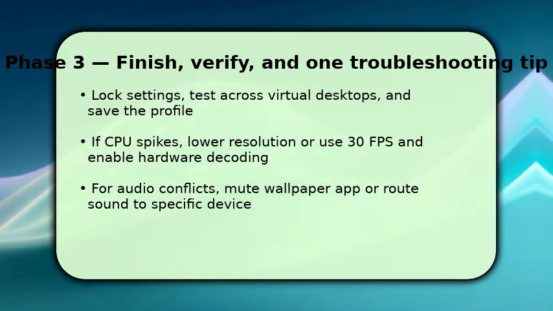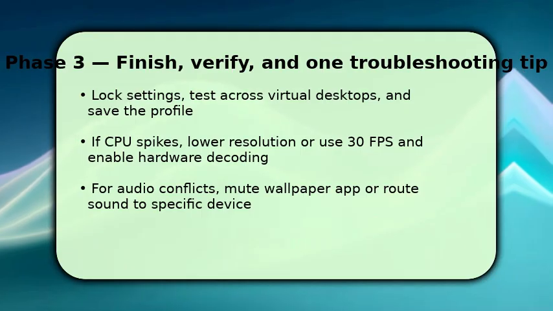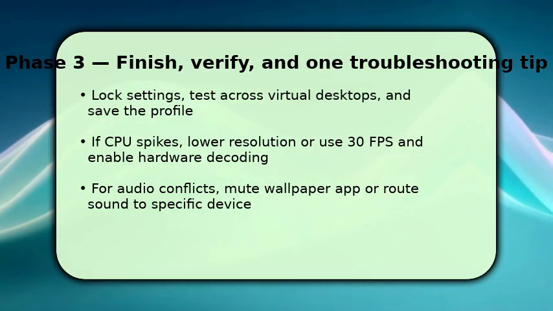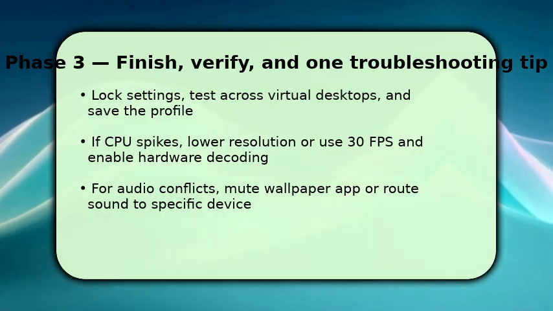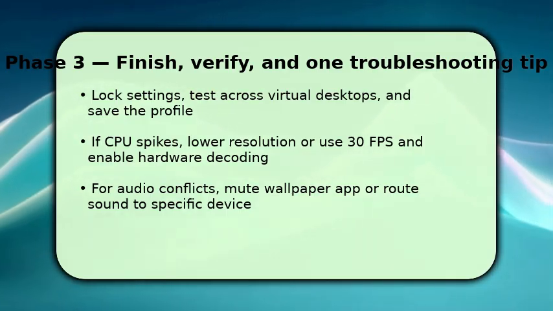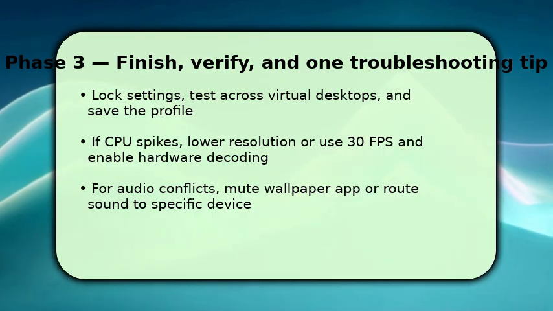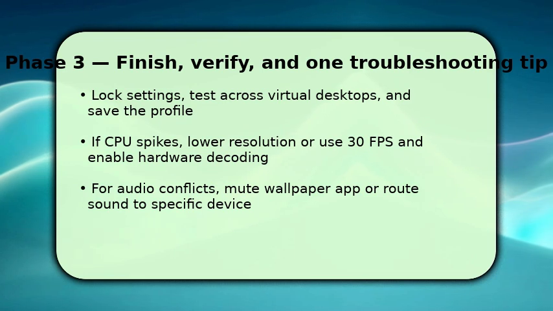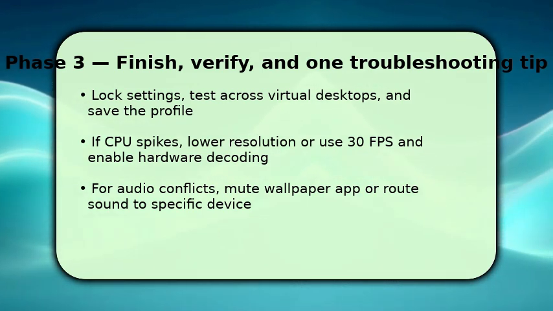If performance issues appear, reduce video resolution, set playback to 30 frames per second, and enable hardware decoding to lower CPU usage. Make sure audio is muted or routed correctly. If you hear unwanted sound, mute the wallpaper app or change its output device. If the video won't stay, check startup permissions so the app launches with Windows and restores the wallpaper.